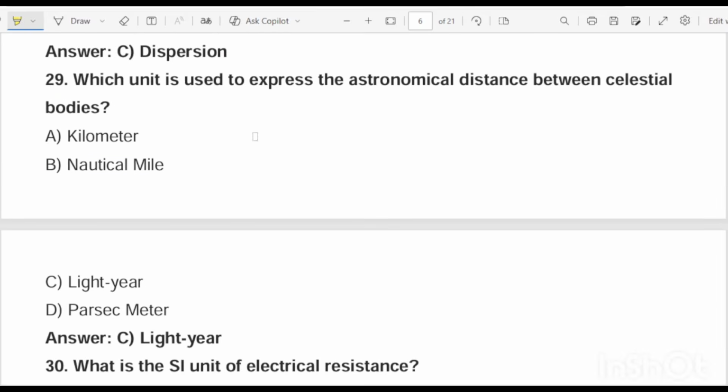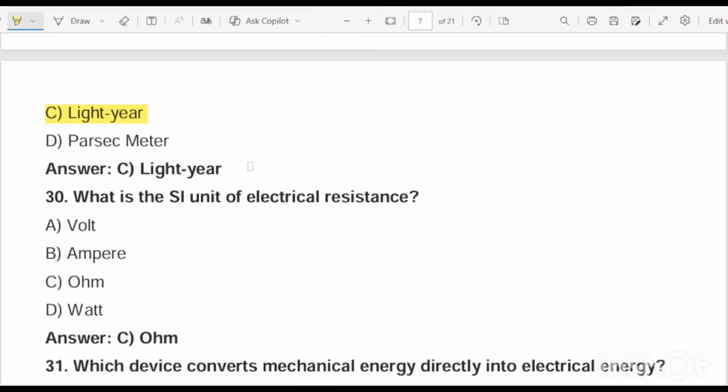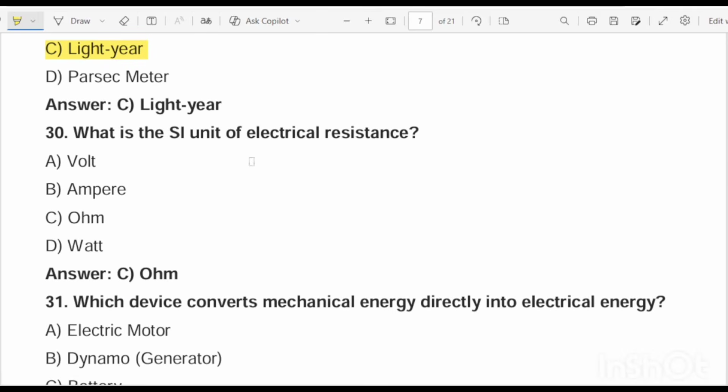Next question. Which unit is used to express the astronomical distance between celestial bodies? Correct option. Option C, light year. Next question. What is the SI unit of electrical resistance? Correct option. Option C, ohm.